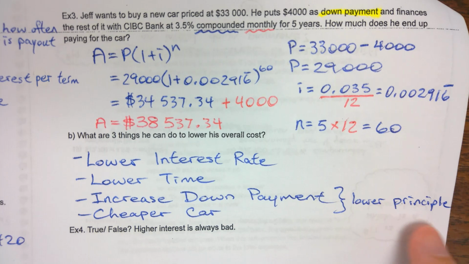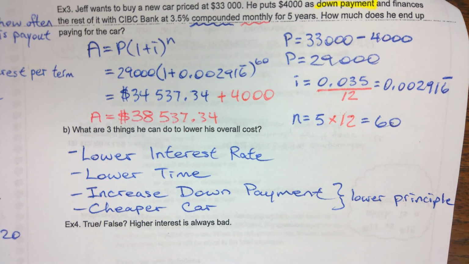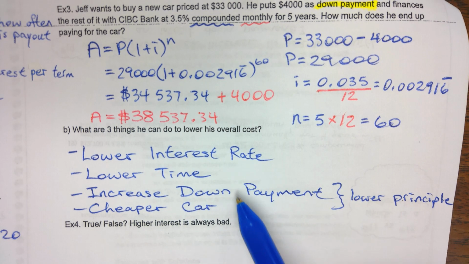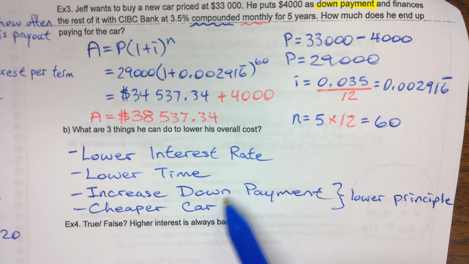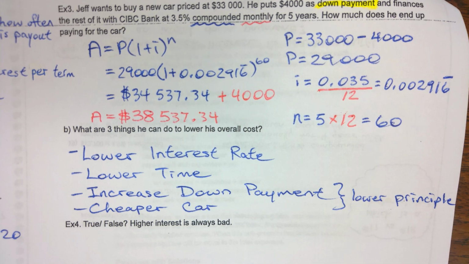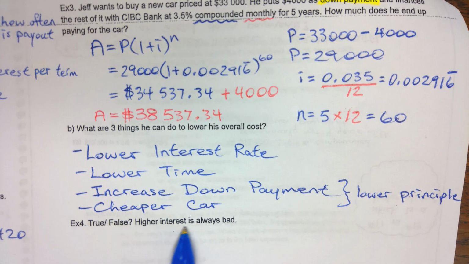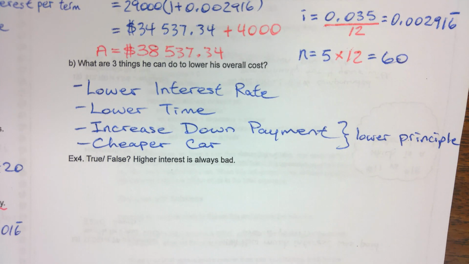Principal is P-L-E, not P-A-L. P-A-L is like Mr. Rowe, principal. Okay, so both of these last two things that Simon and Casey said are to lower the principal. Okay, so true or false? Is higher interest always bad? Tensi, what do you think? Is higher interest always bad?